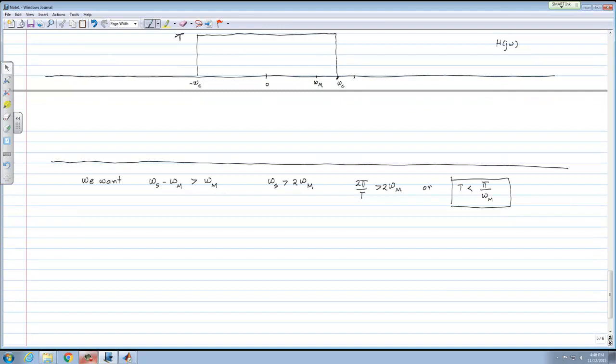Before I talk about this, let's spend a little bit of time on this. So this is called the Nyquist sampling theorem.